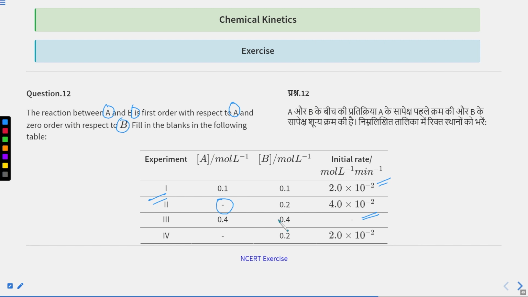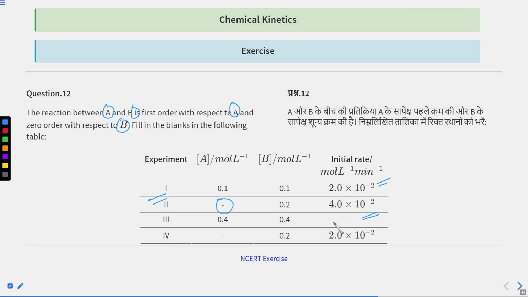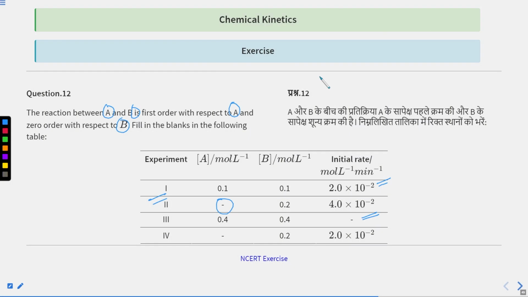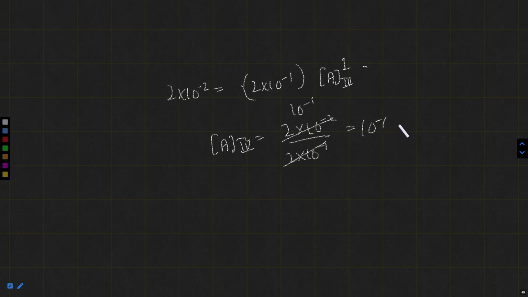Okay. What about the fourth one? Again, we have to find it for A. The rate is given as 2 into 10 to the power minus 2. K value is 2 into 10 to the power minus 1. A we have to find for fourth. B is 0, so I'm not writing it again and again. So A4 will be equal to 2 into 10 to the power minus 2 divided by 2 into 10 to the power minus 1. So this will give you 10 to the power minus 1. Final answer, mole per liter. Clear?